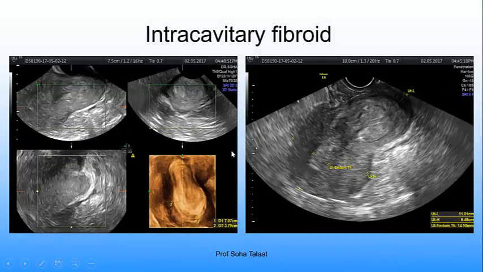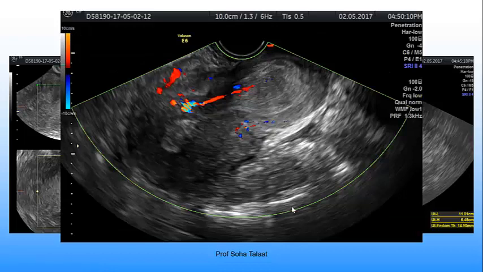This is another case, also an intracavitary fibroid prolapsing through the cervix. Note here it has a whorly appearance, and this is also consistent with fibroid. But being very large, sometimes the echo pattern is different. But here it is arising from the anterior myometrium, like the broccoli sign, we will see it after that. And it is coming from the anterior myometrium and then prolapsing through the cervix. So this is again an intracavitary fibroid.